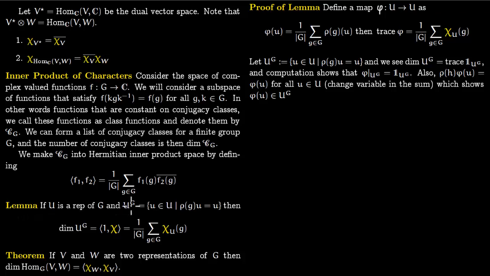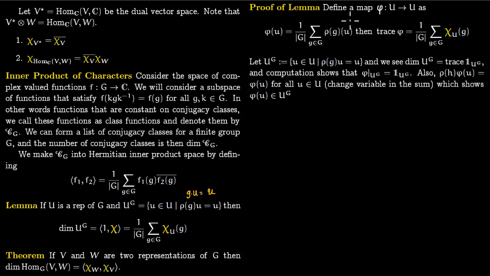So again, recall u superscript g is precisely those elements of the vector space u which are fixed by g. So this is also written as gu is equal to u. Then you can talk about the dimension of u of g. So the first thing is we need to make sense of this term. First you write phi of u as 1 over the number of elements in the group G, and then you sum over rho of g times u.